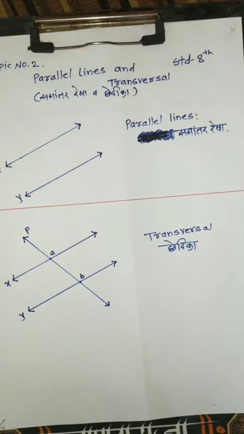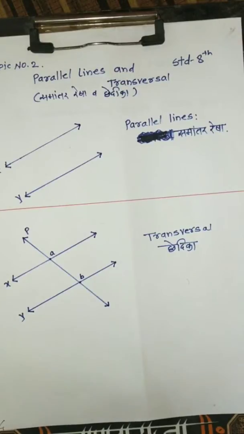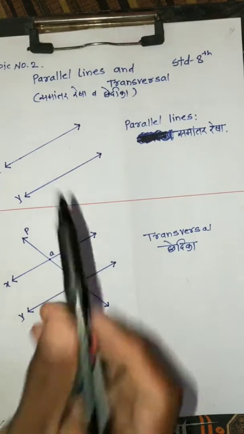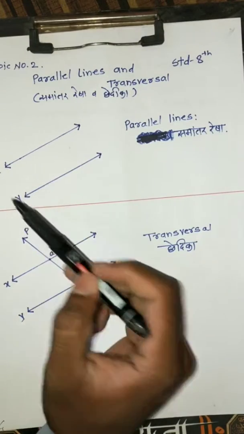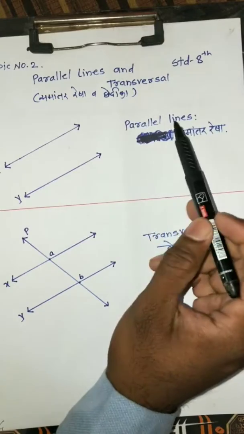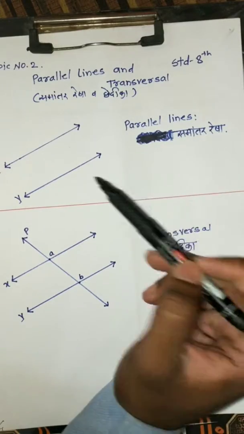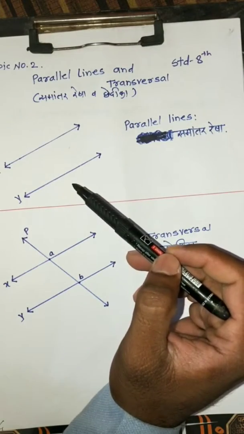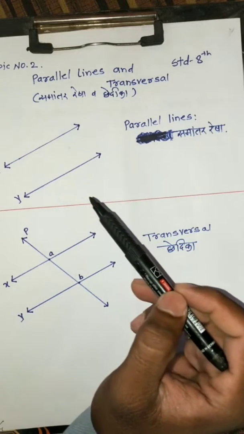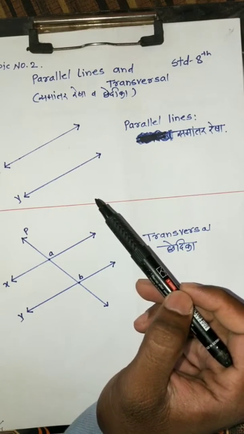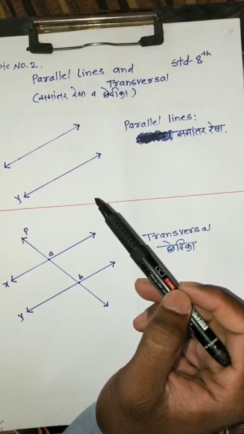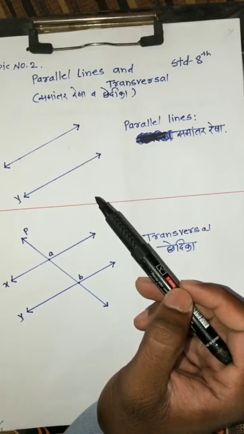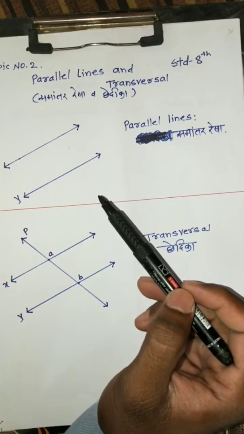Friends, today we are going to learn about parallel lines and transversal, म्हणजेच समांतर रेषा व छेदिका. These two lines x and y are parallel lines, म्हणजे समांतर रेषा. Lines which lie in the same plane and do not intersect each other are called parallel lines. म्हणजेच एकाच प्रतलात असणाऱ्या आणि एकमेकींना न छेदणाऱ्या रेषांना आपण समांतर रेषा म्हणू शकतो.